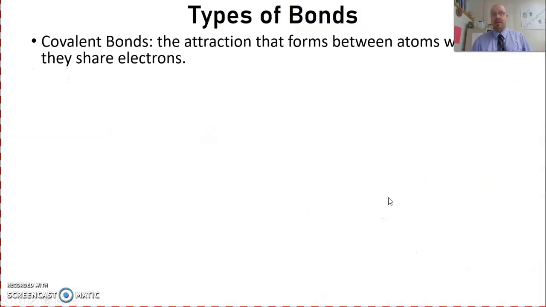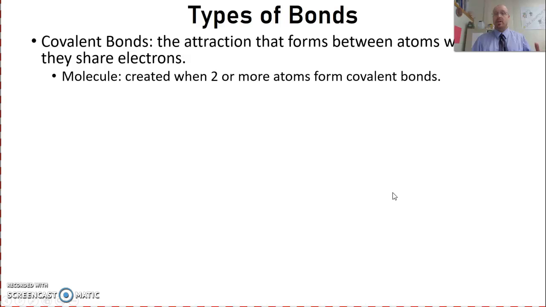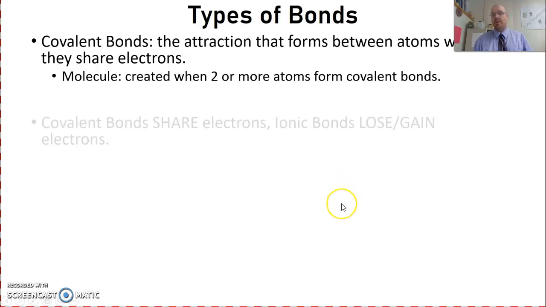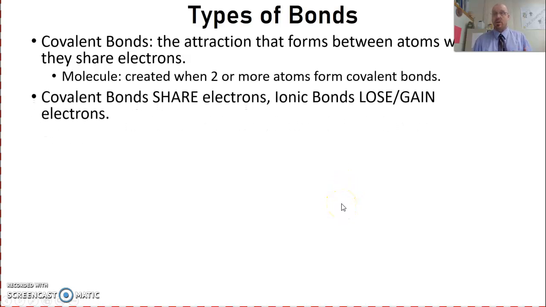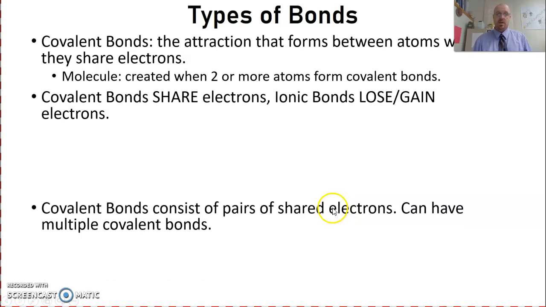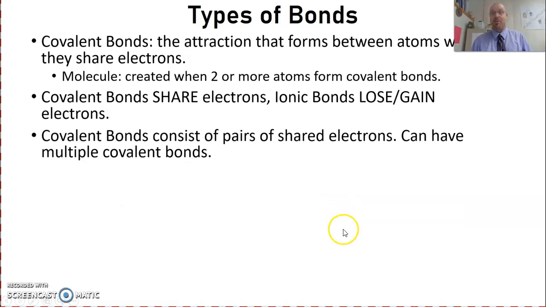Another type of bond that we're going to talk about is covalent bonds. Covalent bonds are the attraction that forms between atoms when they share electrons. And unlike ionic bonds, which take the electron away, in covalent bonds they both mutually hang on to the electron. And a molecule is then created when two or more atoms form covalent bonds. A lot of the molecules in our body are held together by covalent bonds. They share electrons. And again, ionic bonds lose and gain electrons. I've repeated it a few times, so it's probably important. It will probably be on a quiz, so make sure you get that down for your notes.